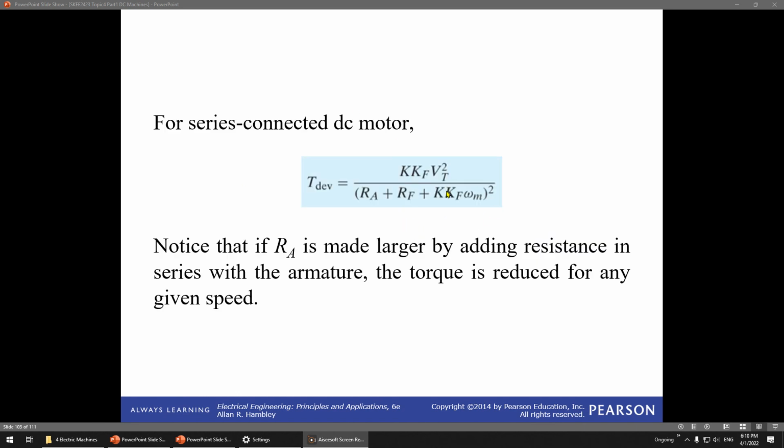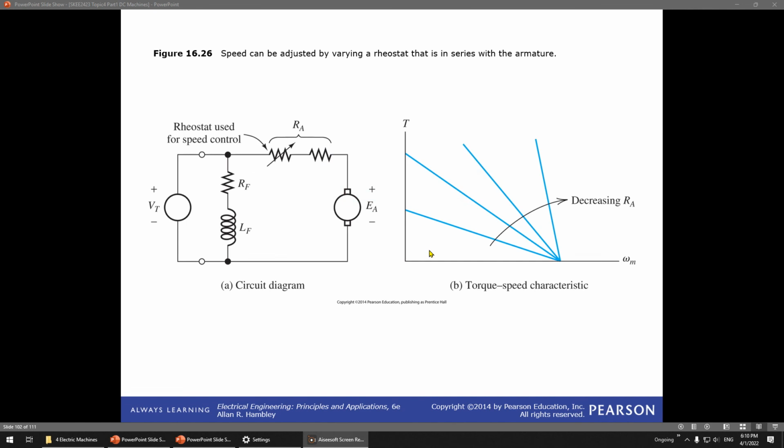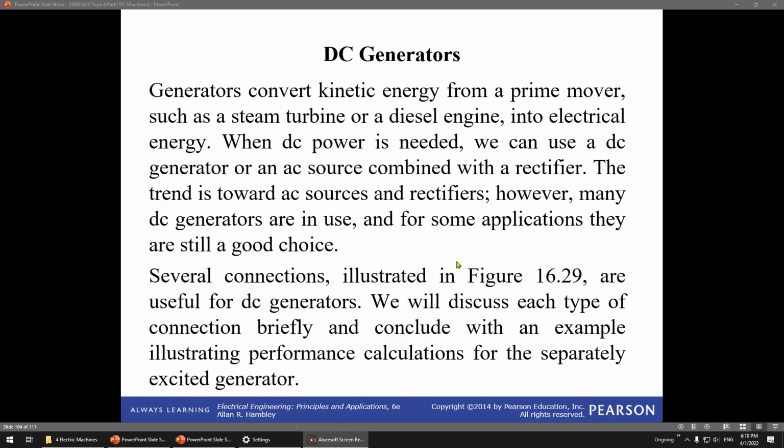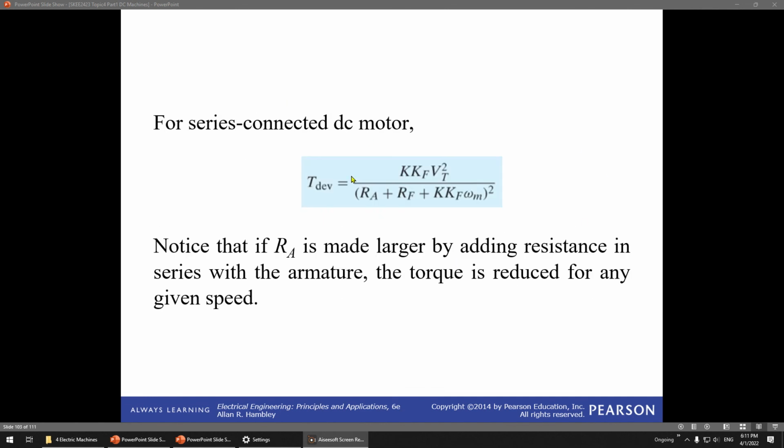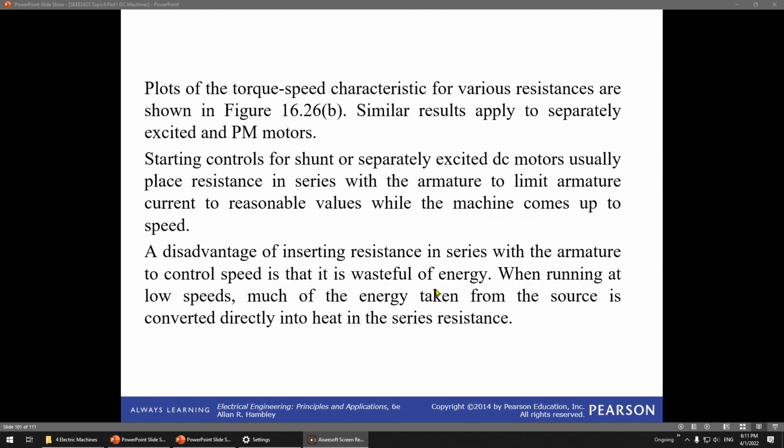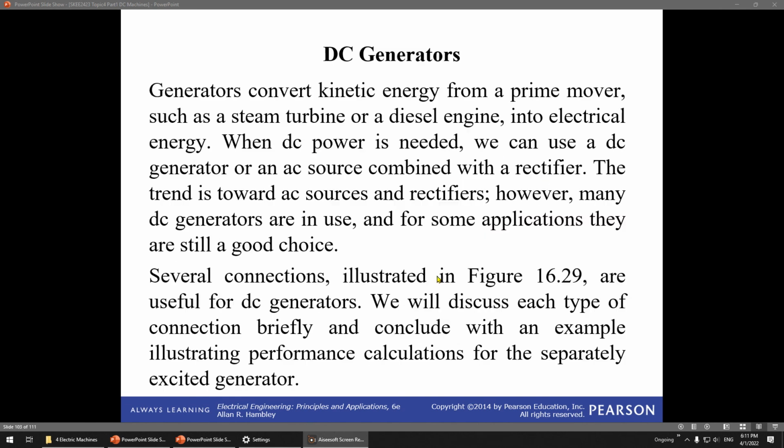This is for the series motor. If you make RA larger, adding resistance in series with the armature, the torque is reduced for any given speed. So you increase the RA, you reduce the speed. So that's it for the motor speed control. Now we move on to the next part, which is the DC generator.